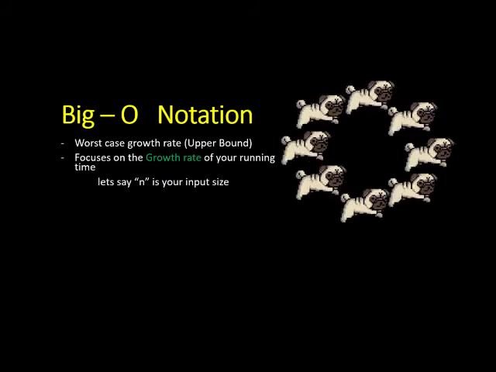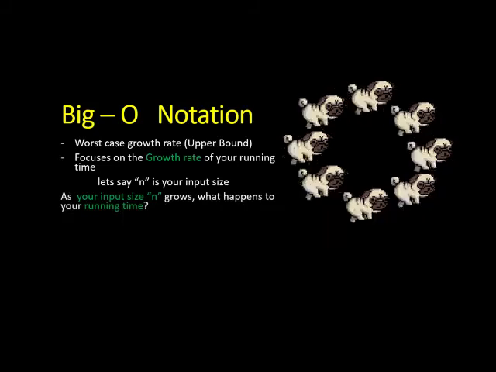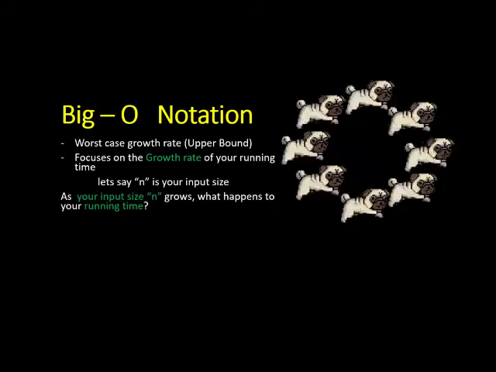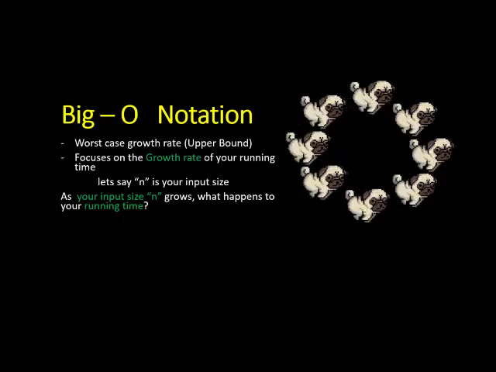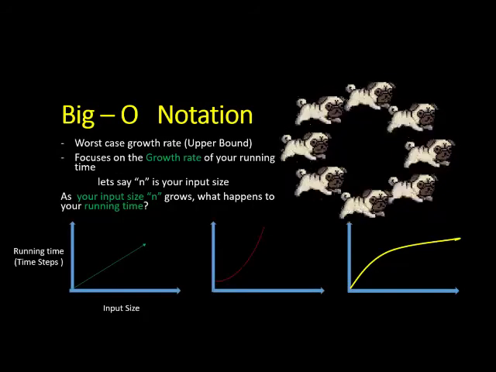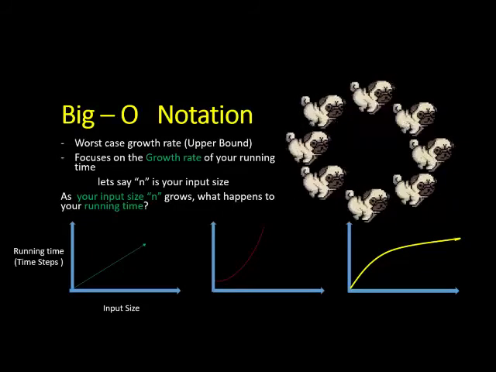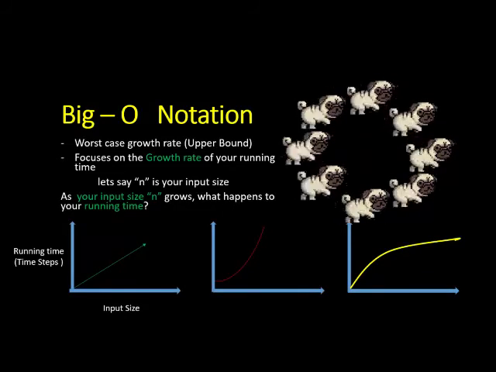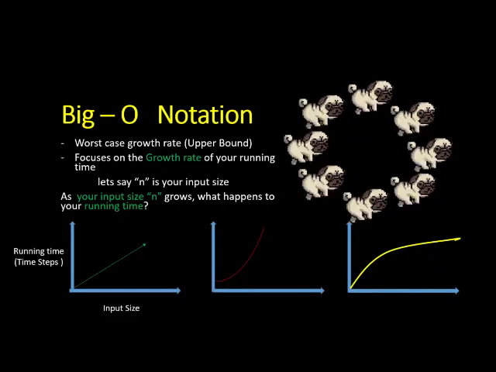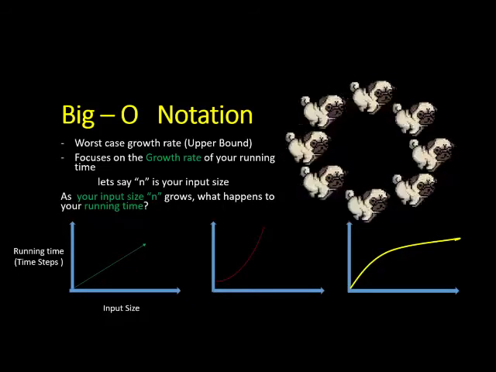This type of notation focuses on the growth rate of your running time. Let's say n is your input size. As your input size n grows, what happens to your running time? We have examples of a graph right here with the big O notation. As our input size increases, the running time also increases. It shows how the running time is increasing, or what the behavior of the growth is.